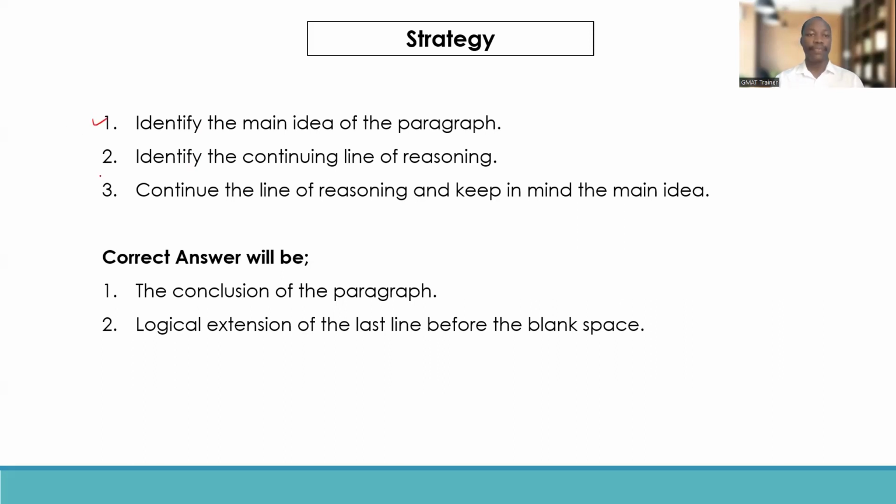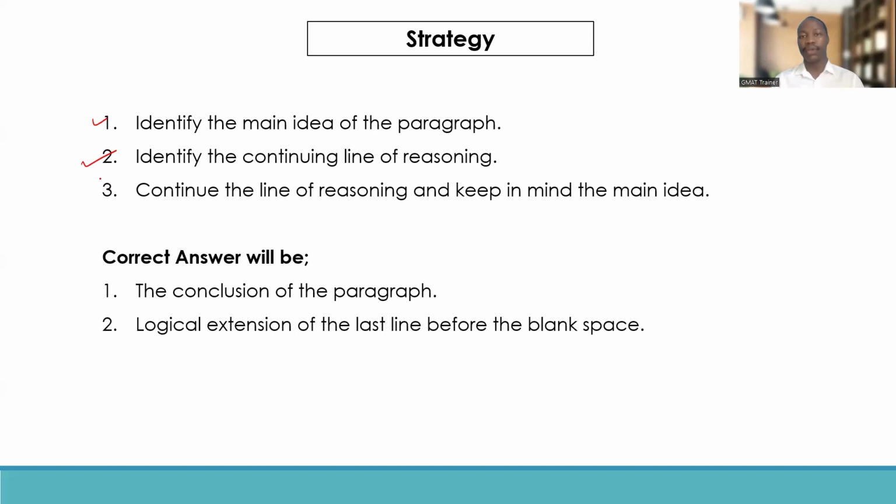Then secondly, identify the continuing line of reasoning. That is, when you're reading through that paragraph, make sure you understand what the author of that passage is communicating. Make sure you understand the thread of thought, right? If you're able to do that, then selecting an answer choice from the choices you're given will be quite easy, because you'll be required to look for an answer choice that relates to the continuing line of reasoning that the author of that paragraph is putting forward. Right, so continue the line of reasoning and keep in mind the main idea.